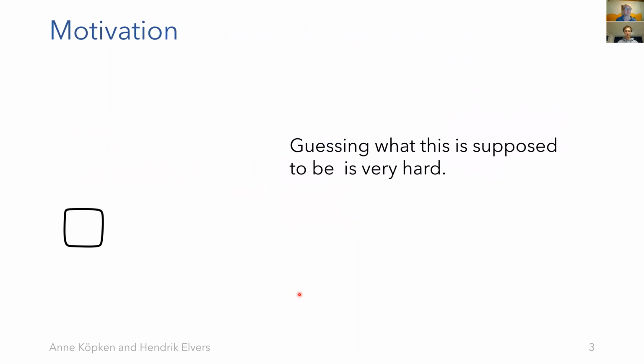Let me give you a quick motivation to our approach. If you see this little square here, guessing what this is supposed to be is very hard. But once we put it in context, it's not hard at all. This is why we propose to use a network to learn spatial relationships between instances to improve the semantic prediction.